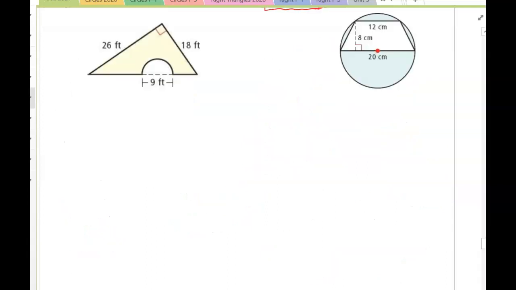Okay, let's take a look at this example that's on the screen on the left. It looks like we have a triangle and then we have a little half of a circle taken out. So this is going to be a two-step process. First step is I'm going to find the area of the triangle, which is 1/2 base times height. Remember, always look for the right angle to help you figure out the base and the height. So the base and the height are the 26 and the 18. So the area of the triangle is going to be 1/2 26 times 18.